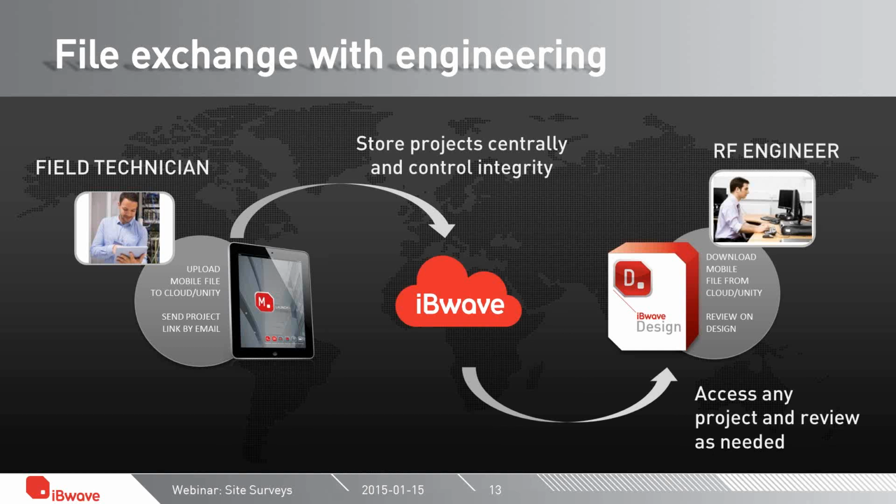Once a site survey is completed, let's say in a large office building or stadium, well then everything is integrated in the iBwave file that's generated from iBwave Mobile. Now this is then uploaded to a cloud space or a server and subsequently downloaded by the engineer that might be sitting in an office or in another city or even in some cases a different continent.